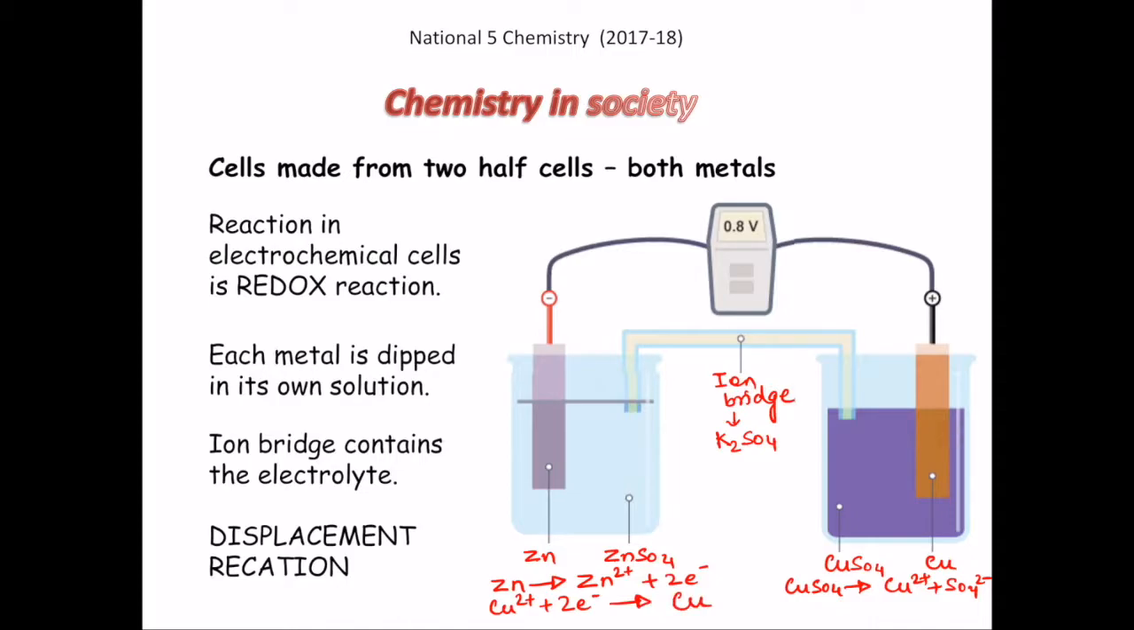So the overall redox reaction in this case would be that zinc displaces copper from its copper sulfate solution and changes it into copper metal and zinc ion. So this is the complete redox equation, and this kind of reaction is also called a displacement reaction, because in this reaction zinc, being more reactive, is displacing copper from its solution, copper sulfate.